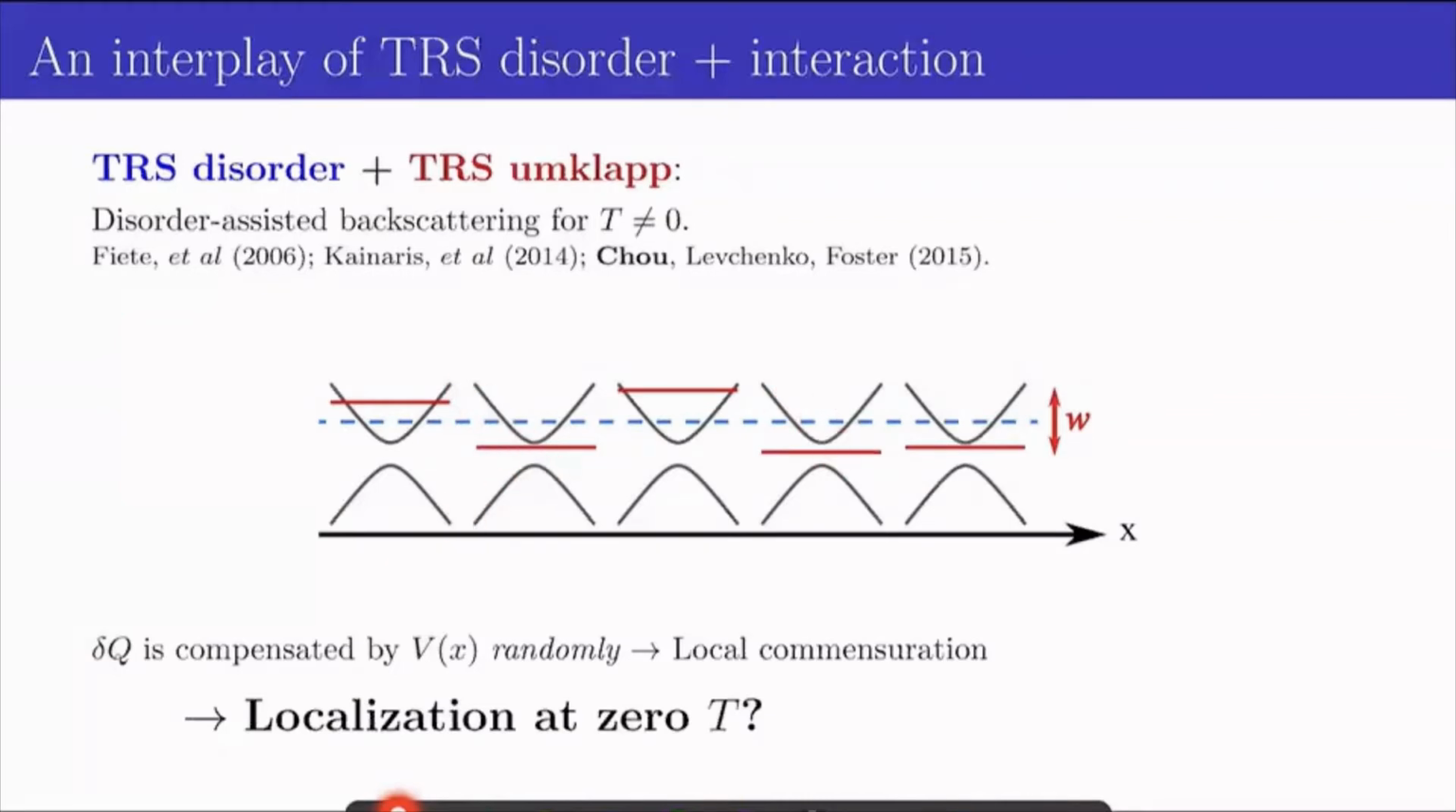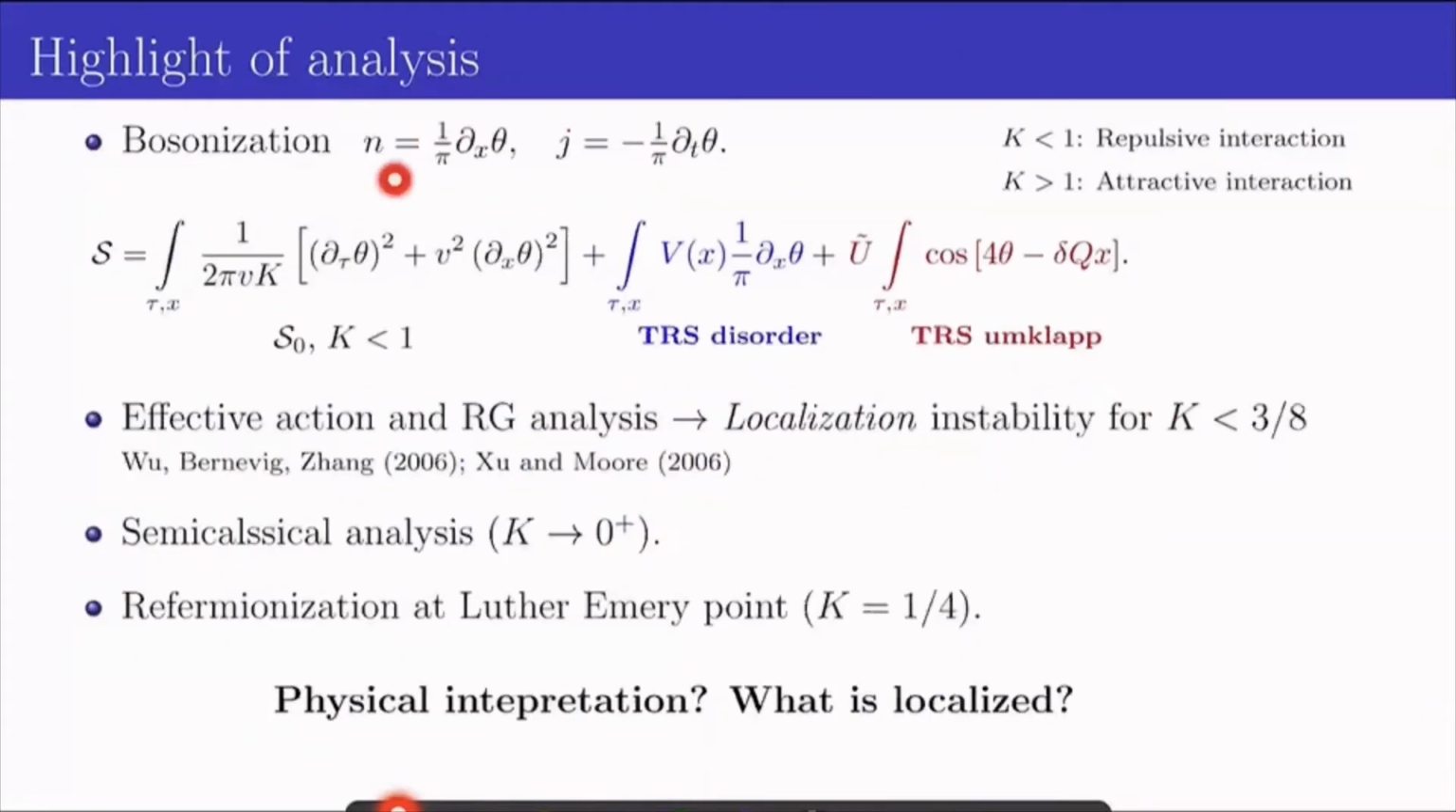It's quite intuitive to argue for the existence of an insulating localized edge. But if we want to understand the localization property, we have to do some more rigorous analysis. For example, we can perform bosonization of this disordered interacting edge. In this notation, theta is a phonon-like field, and K smaller than 1 is a repulsive interaction, which will be the focus of this talk.